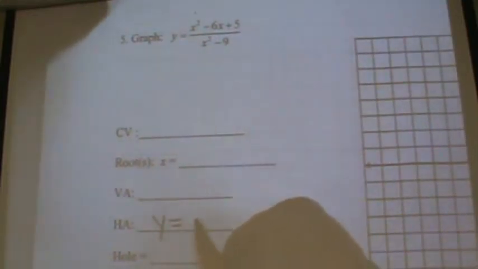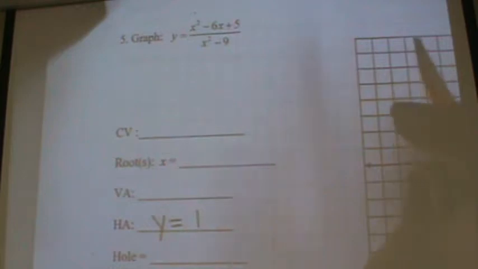Number 5. Okay, help me out. I'm gonna do less talking, I wanna hear you guys. The horizontal asymptote is y equals 1. Talk louder. The horizontal asymptote is y equals 1.